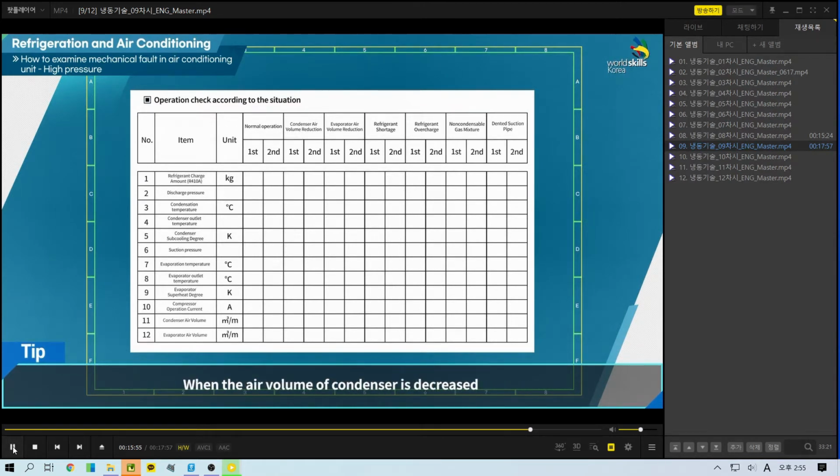If the condenser air volume decrease is the cause, it shows problems such as increase in discharge pressure, increase in compressor operating current, and decrease in air volume of condenser. No change in the degree of supercooling of the condenser. No change in the degree of superheat of the evaporator.